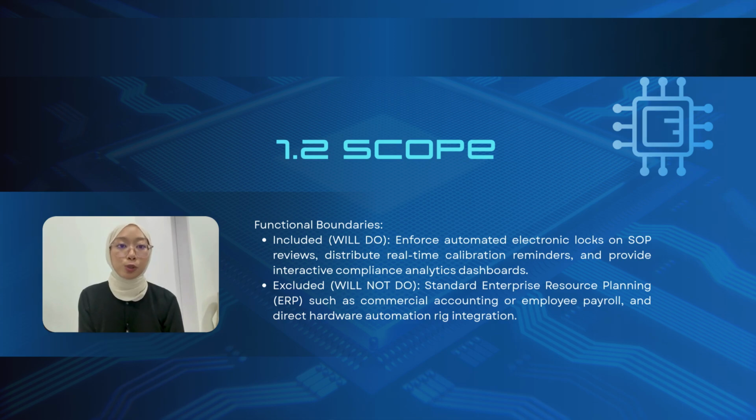Under Section 1.2, scope, QMS Flow focuses strictly on quality automation. The system will electronically log active SOPs during execution to block unauthorized modifications and broadcast automated notifications for device calibrations. However, the system boundary strictly excludes general ERP tasks such as commercial invoicing and employee payroll.